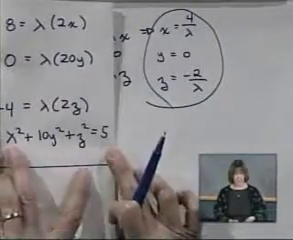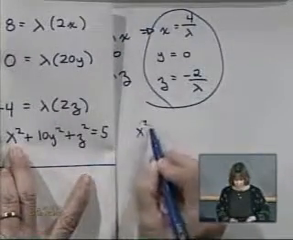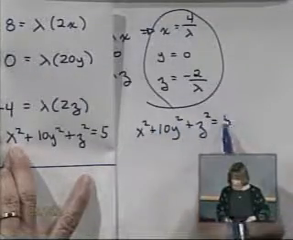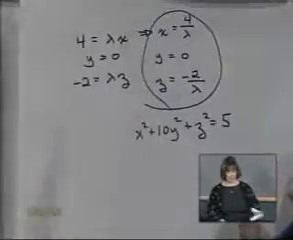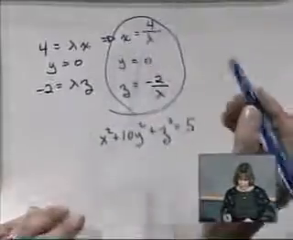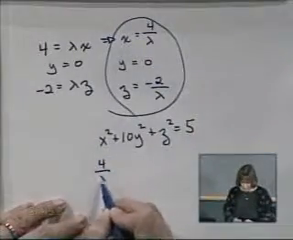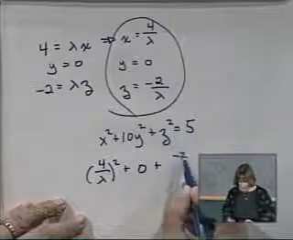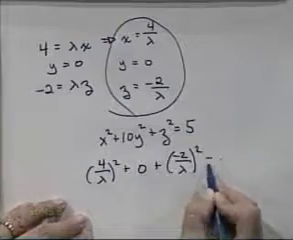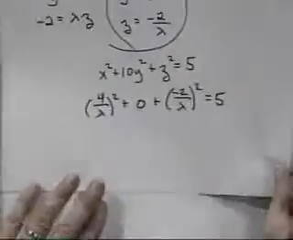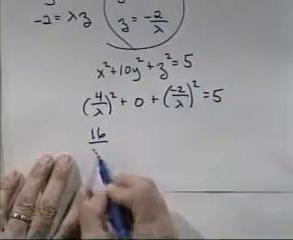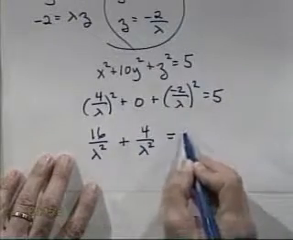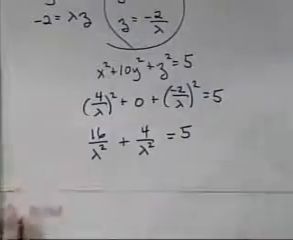I'm going to plug it into my constraint. We have x squared plus 10y squared plus z squared is 5. Okay? And so therefore, for x, I'm going to put in 4 over lambda. For y, I'm putting in 0. For z, I'm putting in a negative 2 over lambda. So let's see, I have 16 over lambda squared plus 4 over lambda squared is equal to 5.